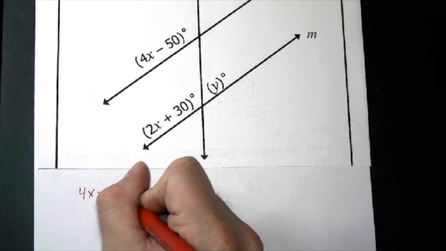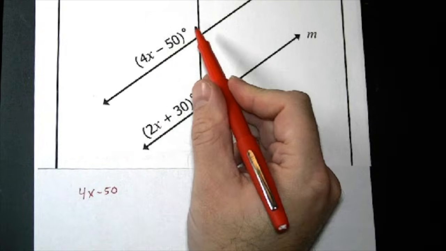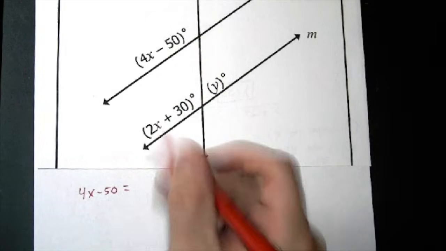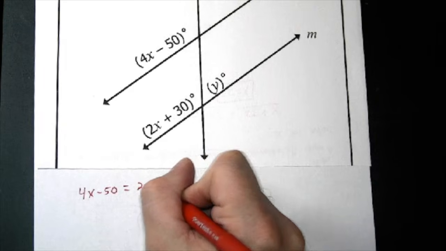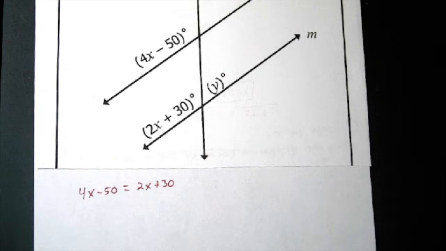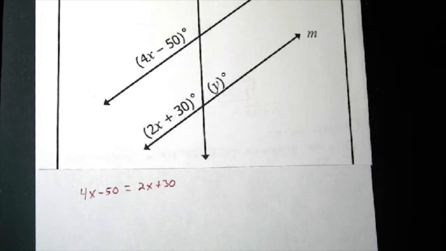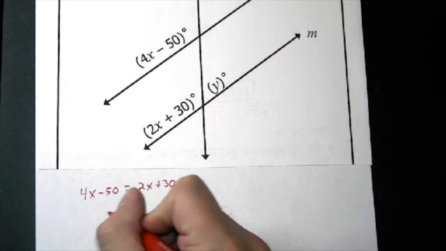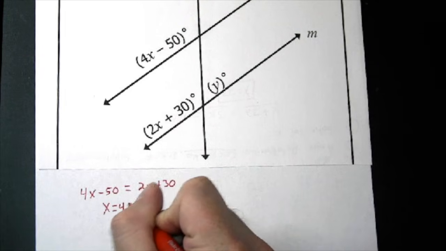4x minus 50 is this angle, and I'm going to set it equal to the other angle, which is 2x plus 30. And now you can either solve that manually, or you can go onto your graphing calculators and do insolve. And let's find out what x is. Alright, I have entered this into insolve, and I have x is equal to 40.